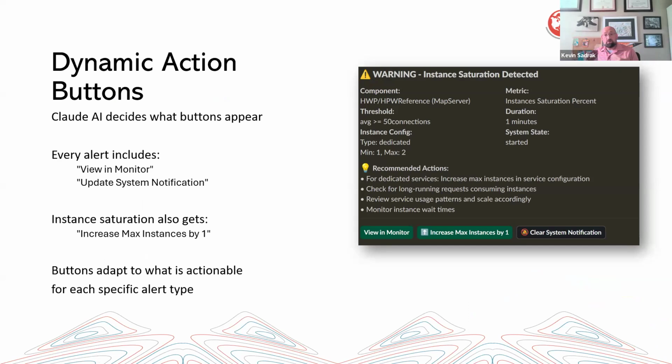The first thing I want to talk about are the dynamic action buttons. And what I mentioned before is Claude's deciding what buttons appear. In this particular case, I've coded in 3 buttons, and so the logic here is that increased max instances isn't necessary on every service. It's necessary when we have saturation. There could be other reasons that you want to increase that as well. But the buttons can all be placed in here to adapt to what's actionable for each alert type.